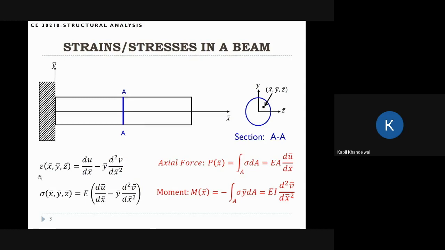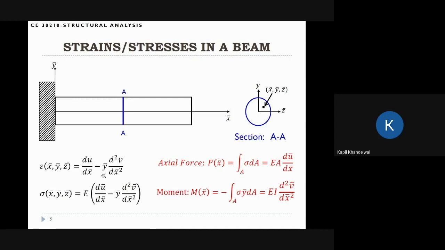So using the beam theory, we can say that the strain is du by dx. This is the axial component of the strain, minus y. So y is the distance from the, sorry, not the z-axis, x-axis. So this is the distance from the centroid to this point here, okay? And so y is the coordinate of that point. And y d square v by dx square, this is the flexural component of the strain. And this is the total strain.